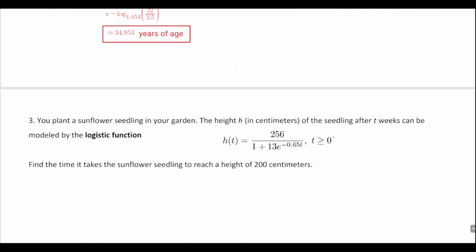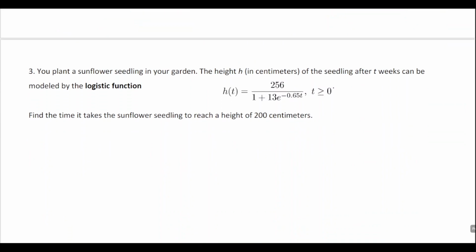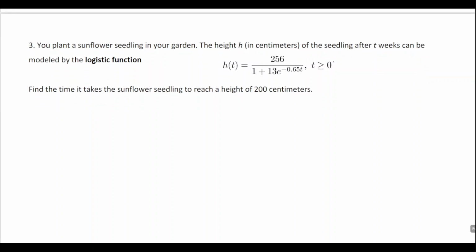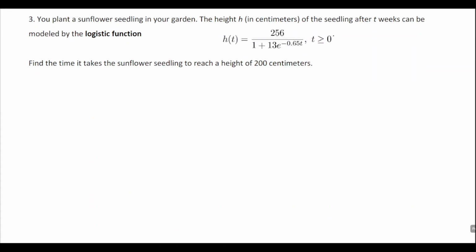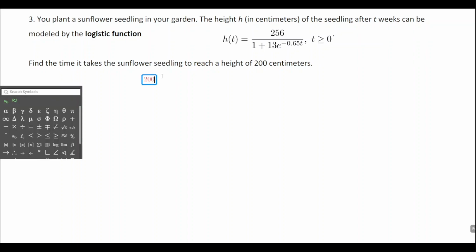Number 3, okay, we get a nice logistic function here. You plant a sunflower seedling in your garden, and the height after t weeks is given by this crazy looking equation. And it says, find the time it takes for the seedling to reach a height of 200 centimeters. So basically, we're going to plug in 200 here and solve for t. So we've got 200 as our height equals 256 over 1 plus 13 times Euler's number to the power of negative 0.65 times t.